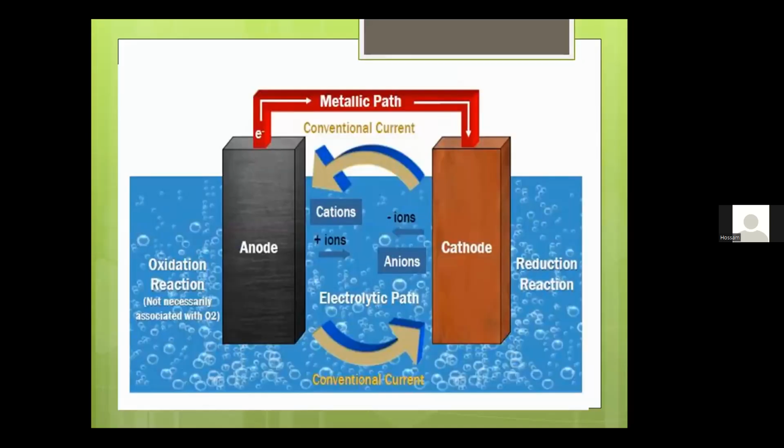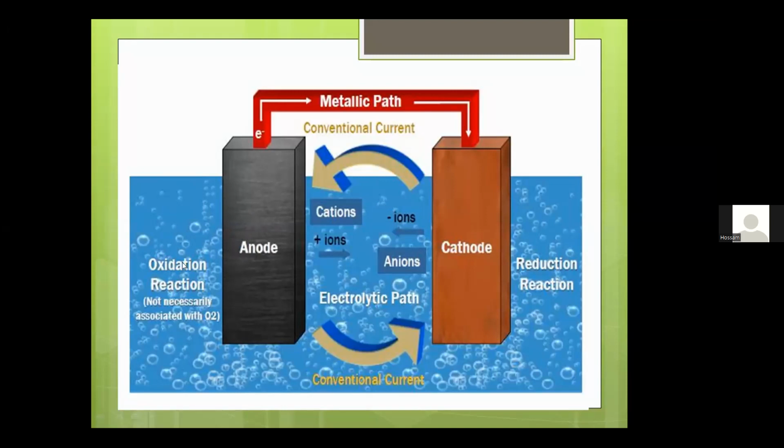This shows a corrosion cell which consists of the anode and the cathode and the metallic path and the electrolyte. Here we can see the anions, which are the negative ions, go toward the anode, which is the positive electrode, and the cations, which are the positive ions, go toward the cathode, which is the negative electrode.